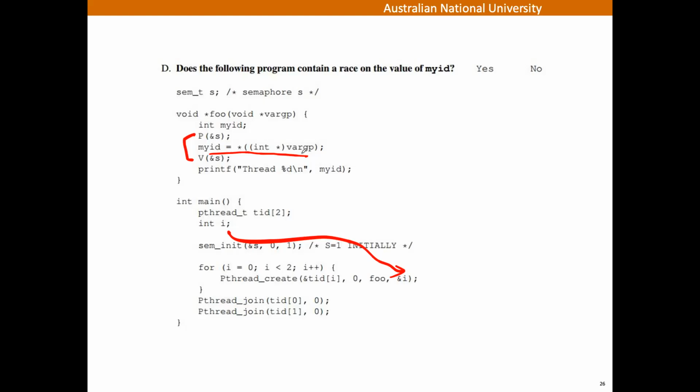I believe there is a race. Before a thread does the P operation, the main thread might execute the second iteration of the loop, right? It seems there is a race.